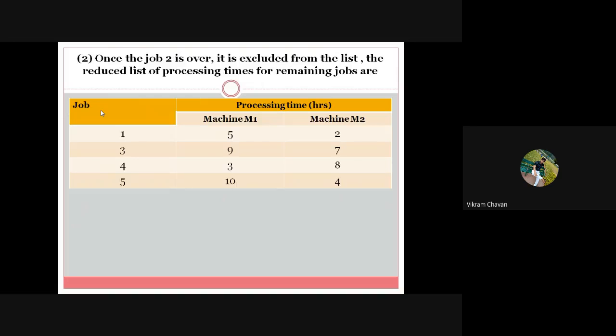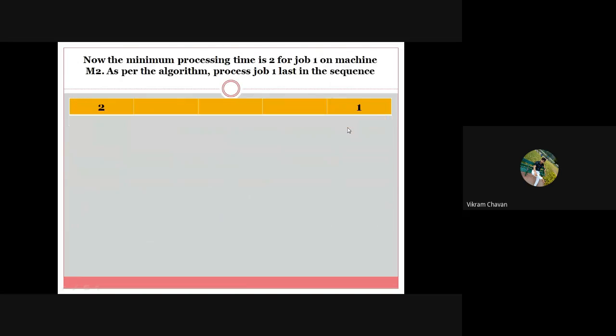So in this manner, next we have removed the second number job, and we have compared the processing times for all the other jobs. Then we come to know that job number 1 has the lowest processing time on machine number 2. So we have to provide the lowest priority, or the last position in the sequence. Because it is related to machine number 2, job number 1 is provided at the last in the sequence.